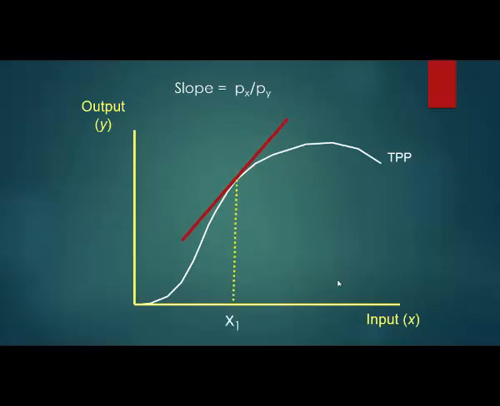And when that line that has the slope of the price ratios is tangent to our production function, that's going to tell us the appropriate quantity to make, Y1, and the appropriate input to use given those prices. It turns out that at that point of tangency, the marginal product is going to be equal to this slope of the price ratios that I've given you here.